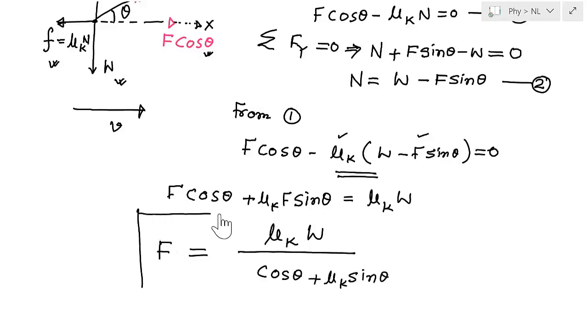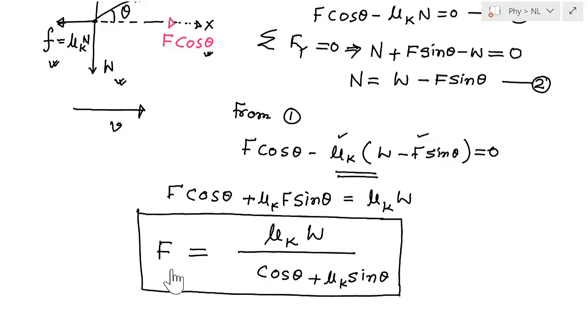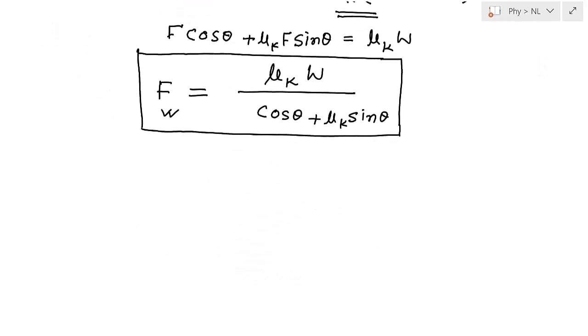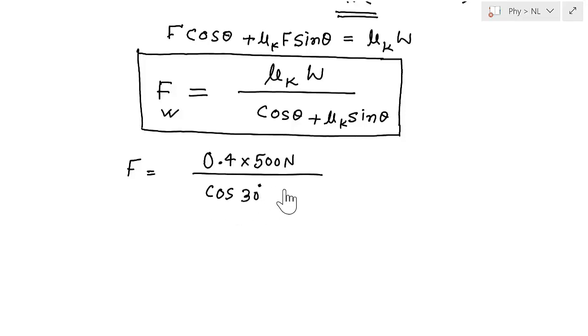So if you want to pull this crate at an angle of theta, then the force required is this much. Since I know the numerical values, we can plug all this in and calculate the value of F. So mu k equals 0.4, W is 500 Newton and theta is 30 degree in this case. So cos 30 degree, mu k is 0.4 and sin 30 degree. If you solve, you will find this turns out to be 188 Newton.